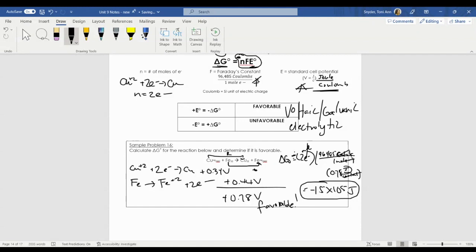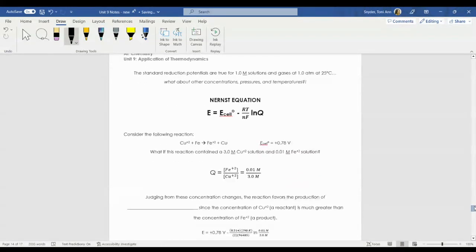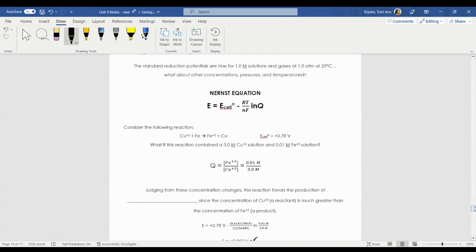That's it for that. So pretty simple. Like I said, the only thing you kind of have to watch out for are units. What you might have noticed, however, is that on those standard reduction potentials, all of those are true for 1 molar solutions and for gases at 1 atmosphere at 25 degrees Celsius, so at a certain pressure and at a certain temperature.